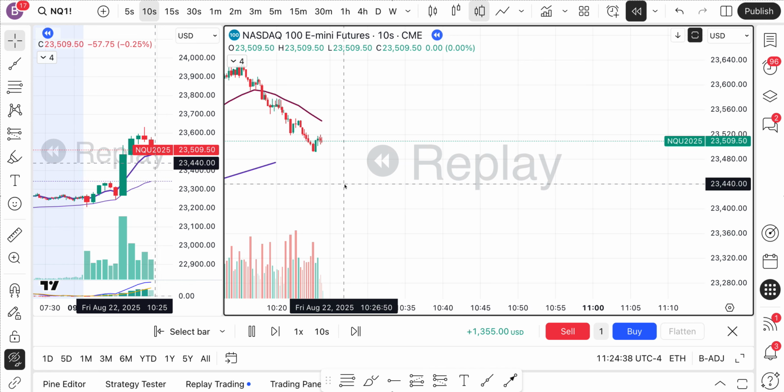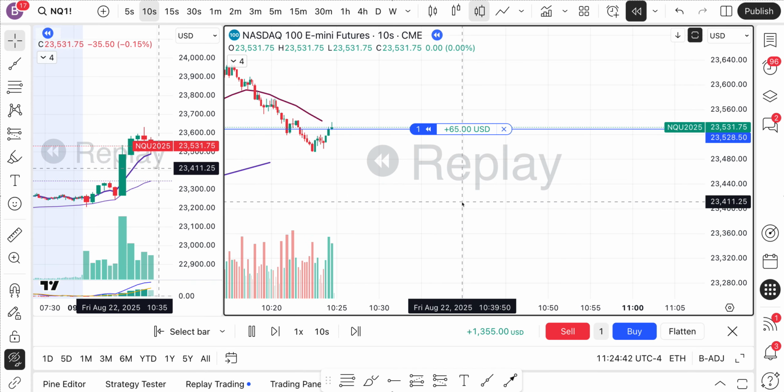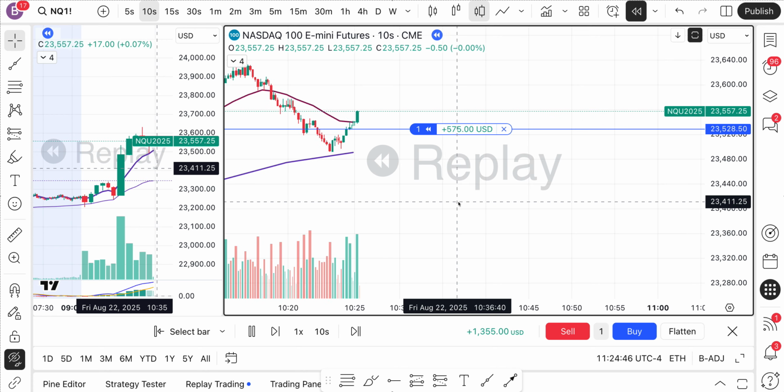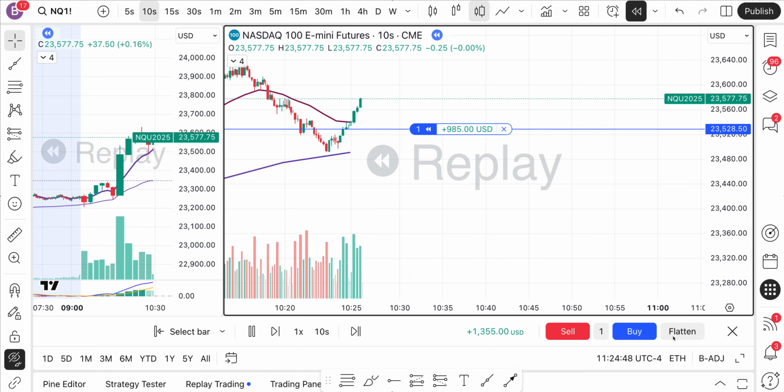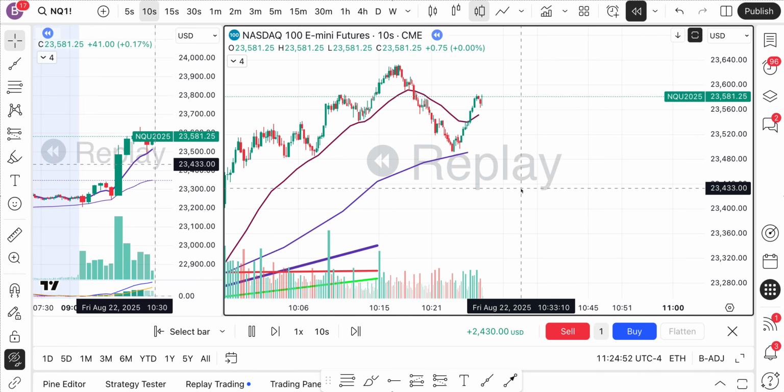I'll wait for maybe a little more of a double bottom. There you go. Take it up about $1,000, which would be about 50 points, and flatten right about there. And there's your other $1,000 winner.